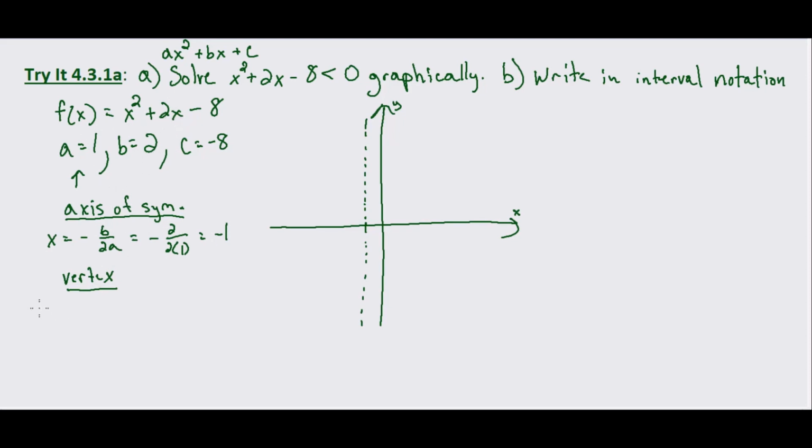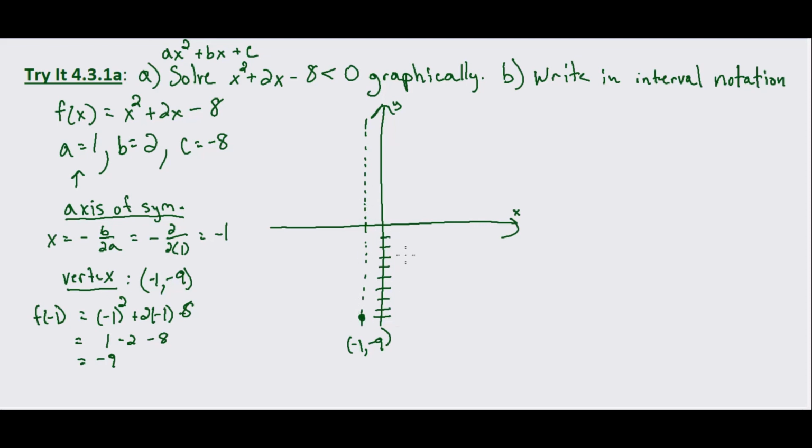So f of negative 1 equals negative 1 squared plus 2 times negative 1 minus 8, which equals 1 minus 2 minus 8, which equals negative 9. So we know that the vertex is at negative 1, negative 9. So negative 1, 2, 3, 4, 5, 6, 7, 8, 9. So negative 9, negative 1, negative 9. There's our vertex. Now, what else can we do to finish graphing this function? And again, we know it opens up, so we have enough room on the graph.